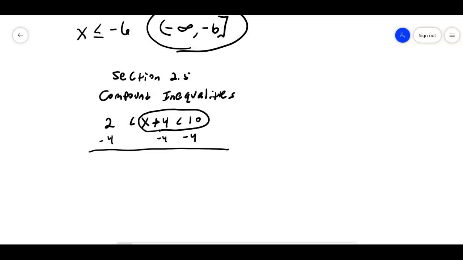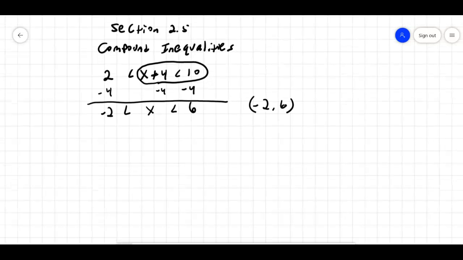And so I go 2 minus 4 is negative 2. And then the middle part now is just x. And then 10 minus 4 is 6. And so I'm done. X is between negative 2 and 6. They're not underlined. And so my answer would look like this. Okay, and that's it. They get a little more complicated, but not super complicated.